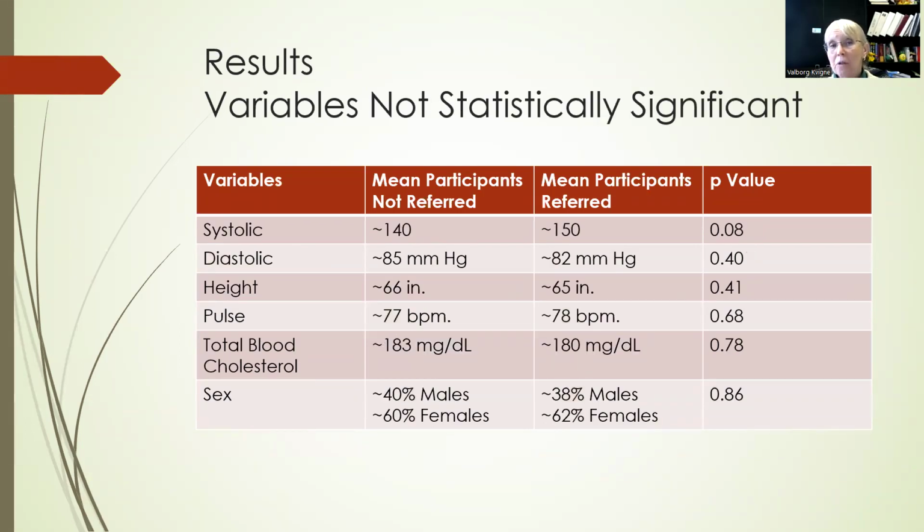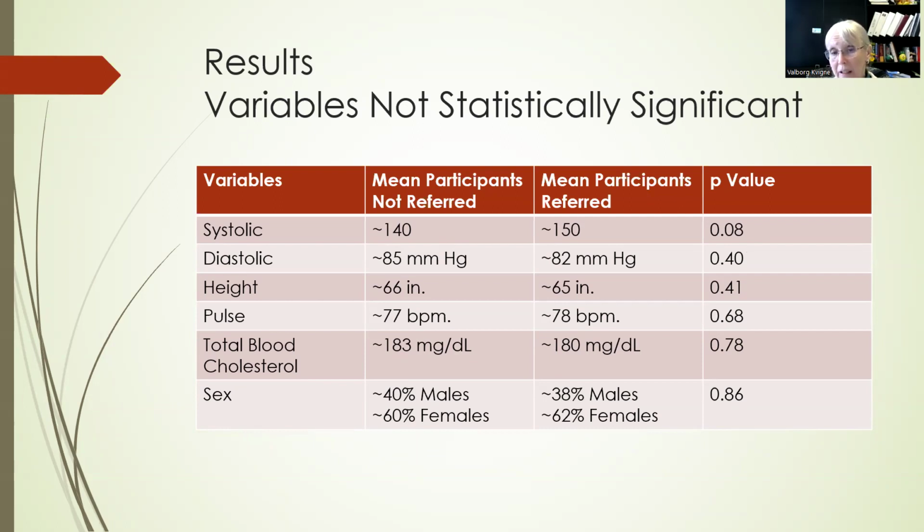Now, the variables that were not statistically significant, the first one is blood pressure. Systolic came the closest at 0.08. The mean systolic for participants who were not referred was approximately 140, compared to approximately 150 for participants who were referred. Now, the diastolic was not significant. Height was not significant. Pulse was not significant. And total blood cholesterol was definitely not significant.